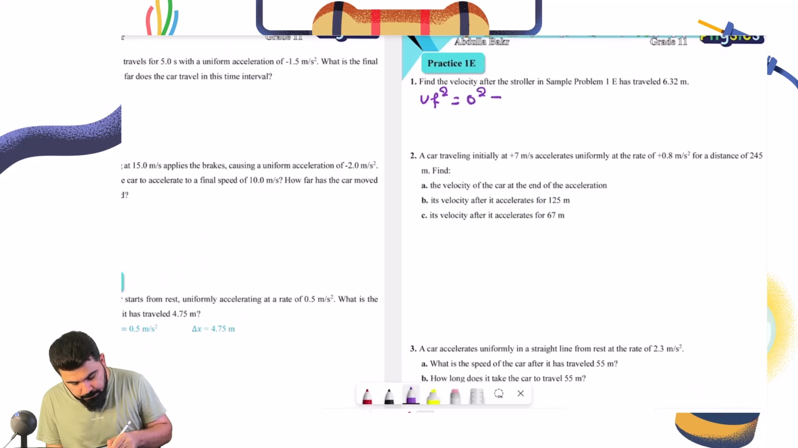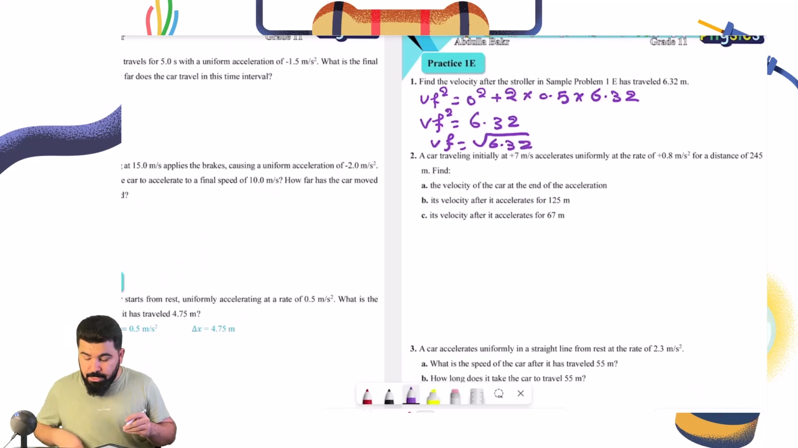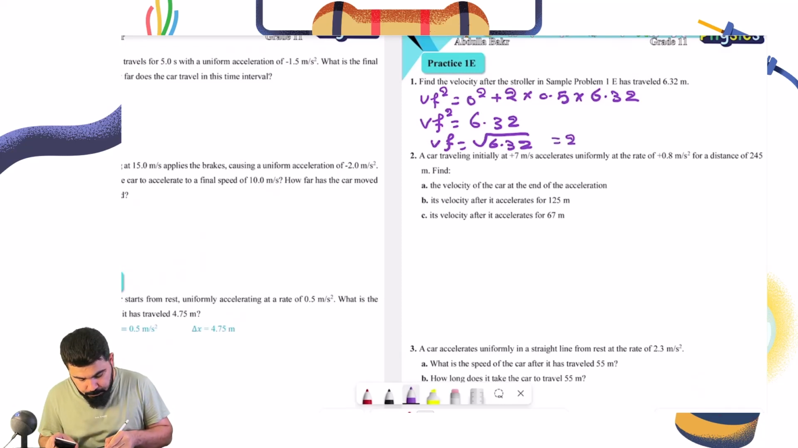0 squared plus 2 times, we have acceleration is equal to 0.5 times delta x, which is equal to 6.32. V final squared is equal to 6.32, so V final is equal to the square root of 6.32. Okay, let's take the square root of that. I think it's 2.51 if I'm not mistaken. So 6.32, yeah, 2.51. So V final is equal to 2.51 meters per second.